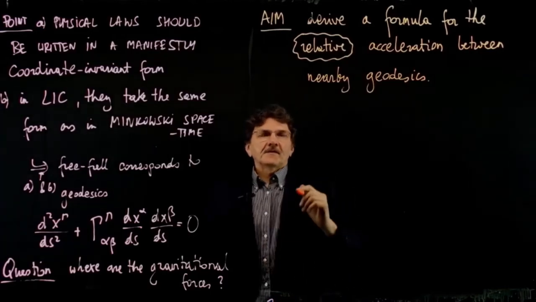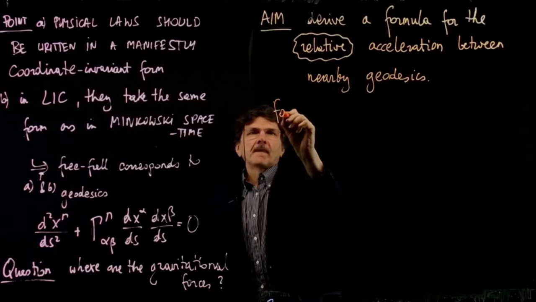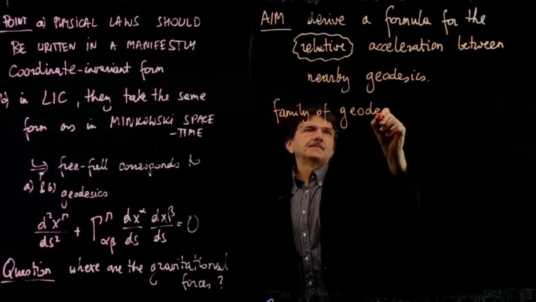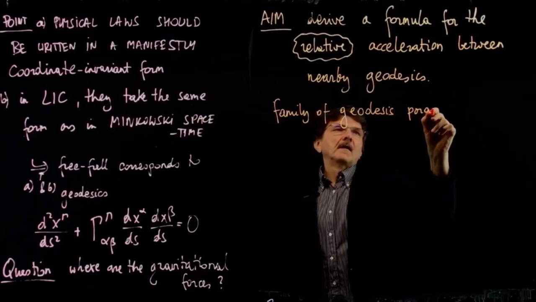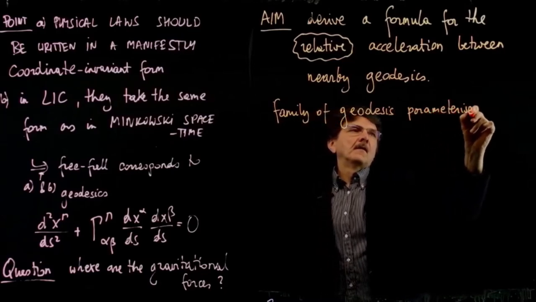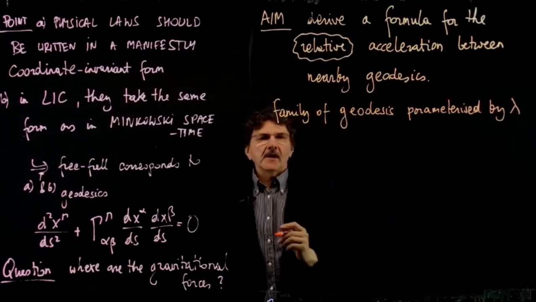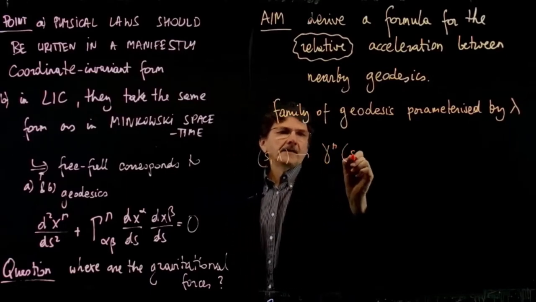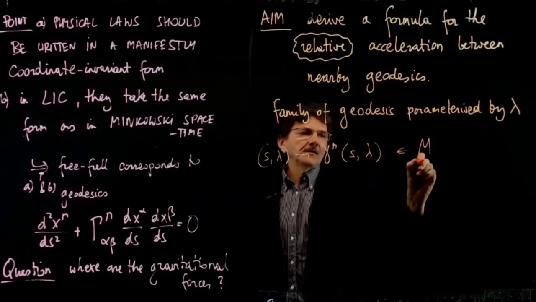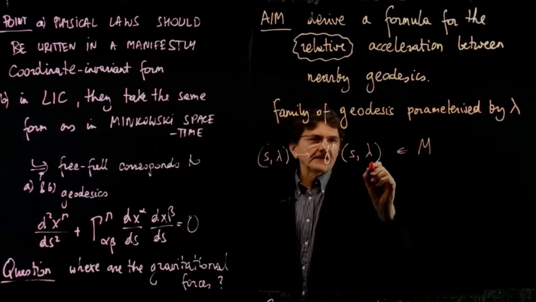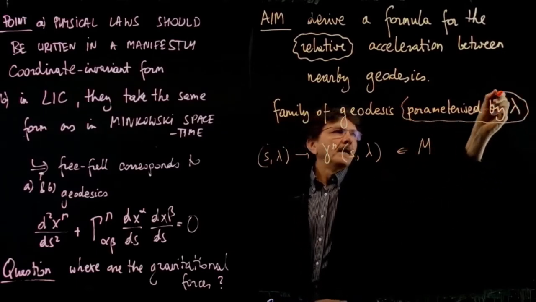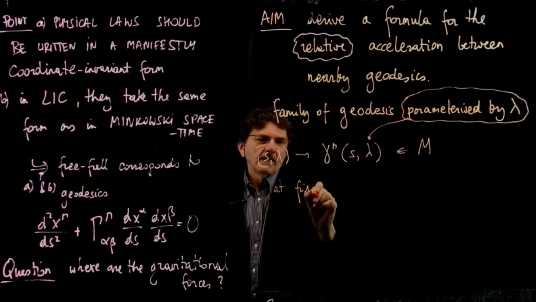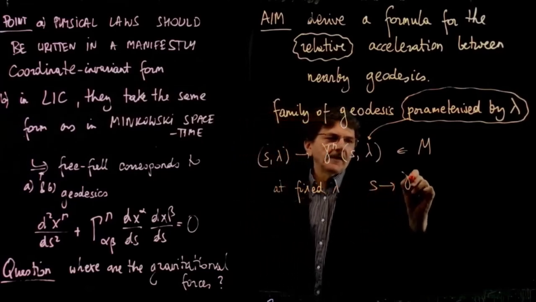Good. So now the setup is the following. We have a family of geodesics parametrized by lambda, some parameter that you call lambda. In other words, we have a map which takes s and lambda, and this is in our manifold. So this is the parameter which parametrizes the geodesics, and at fixed lambda, gamma mu of s, lambda is a geodesic.